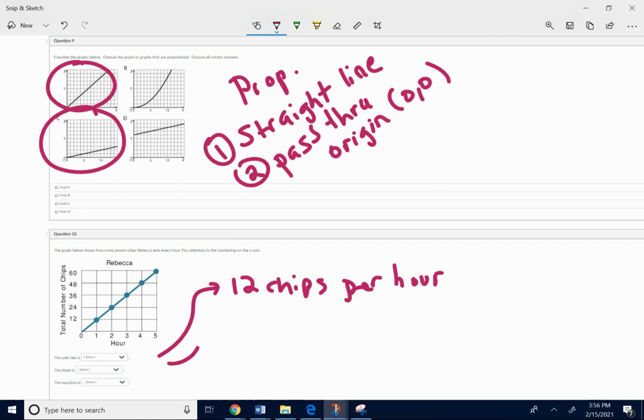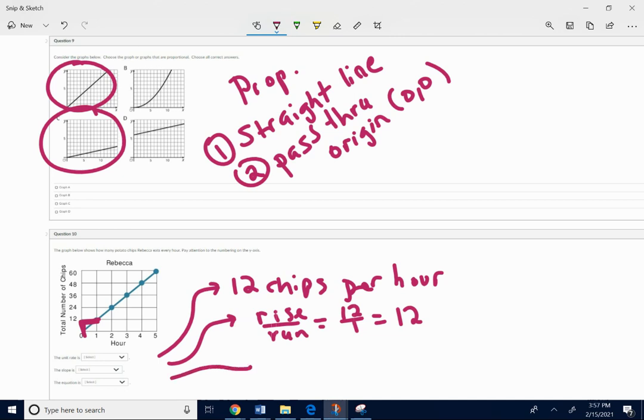The slope, rise over run: pick 2 points, rise and run. You just have to be careful on this problem that you're going up the right number. Every space is not necessarily 1. You're going up 12 chips over 1 hour. So 12 over 1 would be 12. Again, 12 chips per hour.